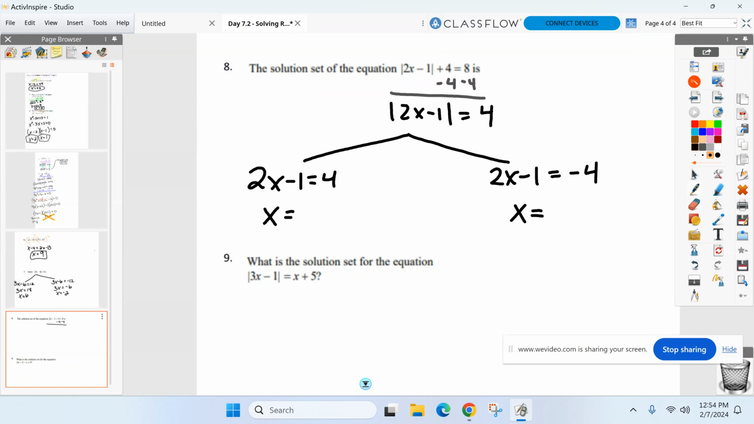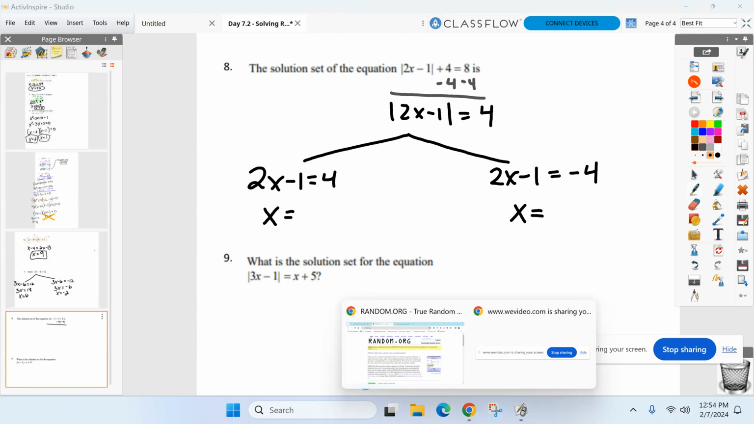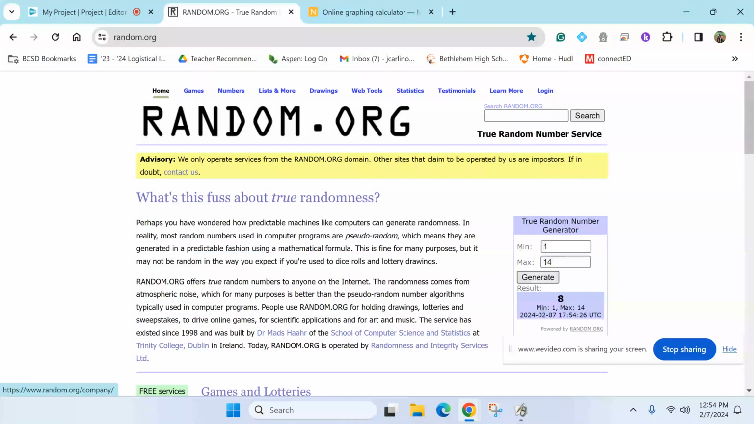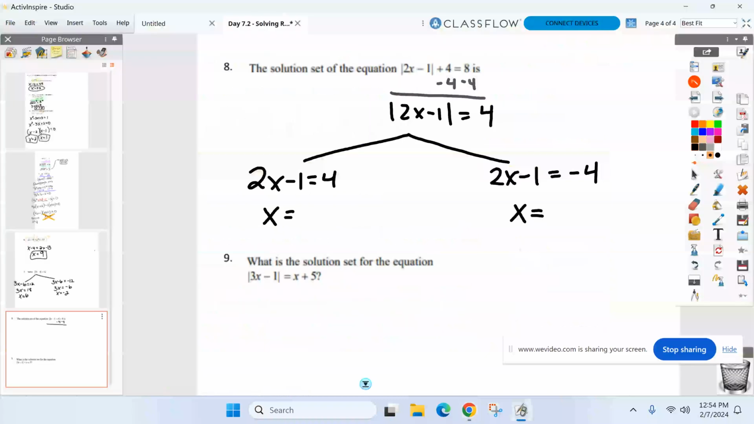When you're ready, let me know what you got for both possible solutions. We haven't checked yet. Gabby, when you're ready. Unchecked answers. Yes. I got x equals 2.5. And? X equals negative 3/2. Yep, I'm going to put negative 1.5. Same thing. And we'll save time. They both check.